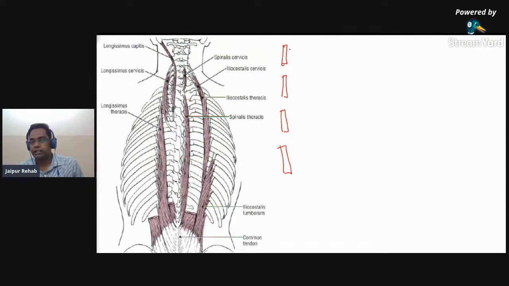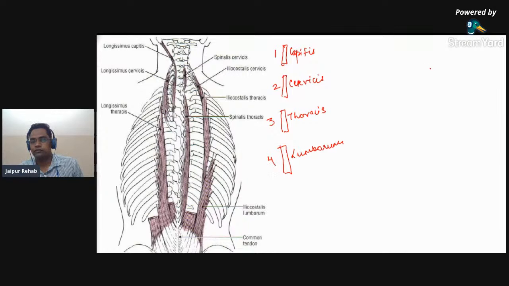One is the head. Muscles of the head we always call capitis. Okay. Muscles of the neck we always call cervicis. Muscles of the thorax we call thoracis. And muscles of the lumbar region we call lumborum. Okay. Now this is the first component, second component, third component, and fourth component.